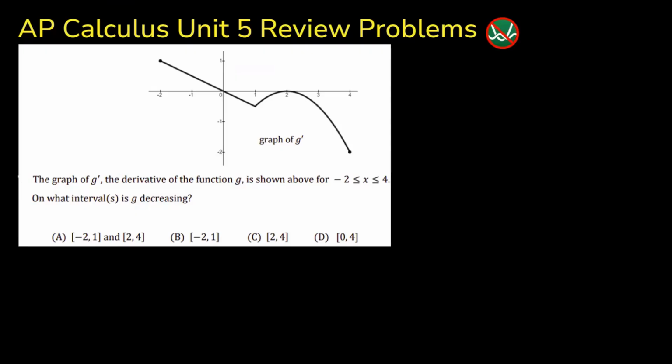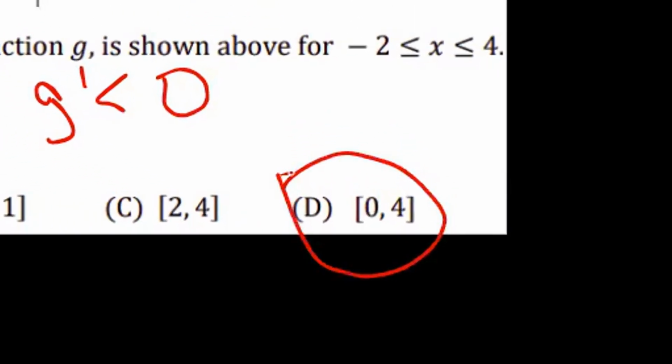So here we have the graph of g prime. Pay close attention to which function they are giving you the graph of. It's the graph of g prime, the derivative of g on the closed interval -2 to 4. We want to know when is g decreasing. It's decreasing when g prime is less than 0. So that would be on the interval 0 to 2 and from 2 to 4. But since the function is differentiable for all those values, we know the original function is continuous for all those values, so we can include the endpoints at 0, 2, and 4, giving us the closed interval 0 to 4.